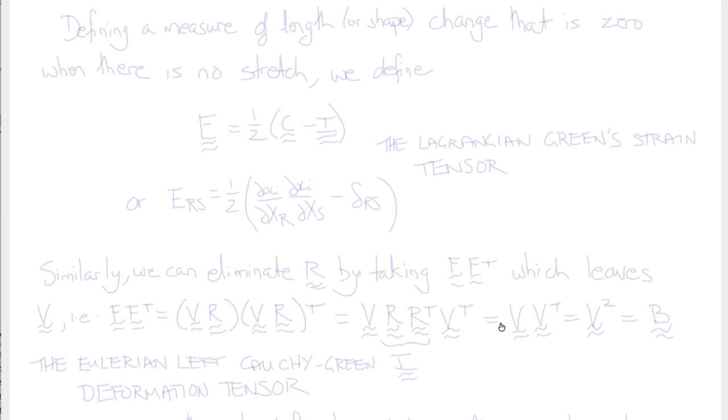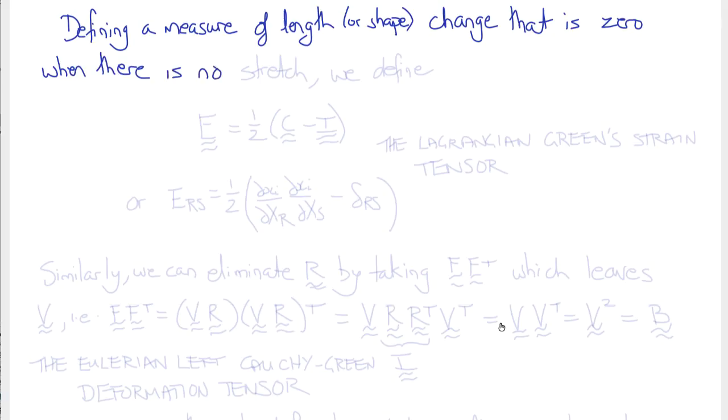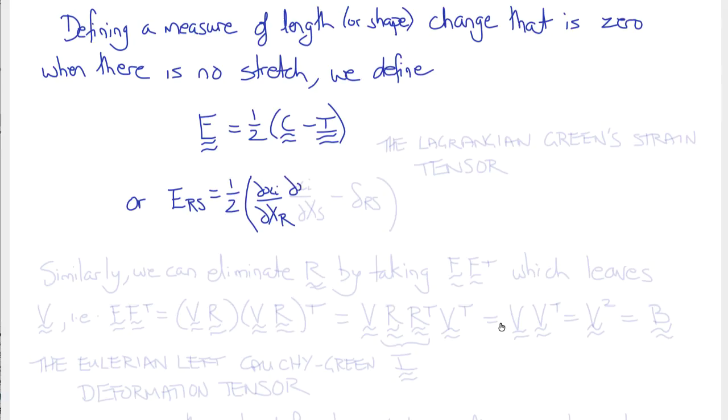Engineers like to define shape change or strain in a way such that when there's no shape or length change, the quantity is zero. Whereas if there's no stretch, U would be I, and therefore C would be I. So to define the strain tensor, we subtract I from C. So this gives us E equals 1/2 of C minus I, which is known as the Lagrangian Green's strain tensor, or in component notation, its components are ∂xi/∂xr ∂xi/∂xs minus delta rs.